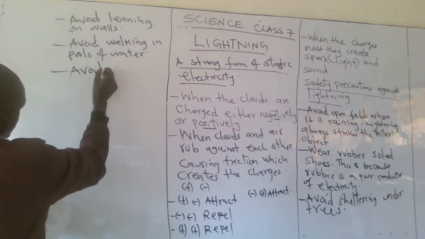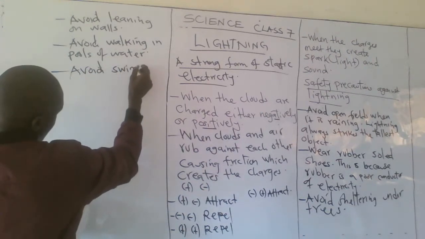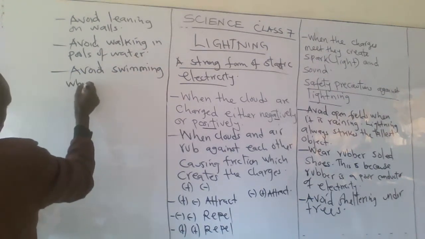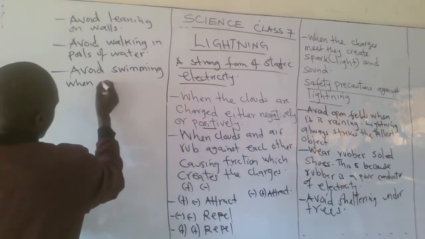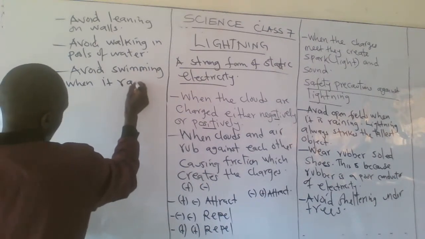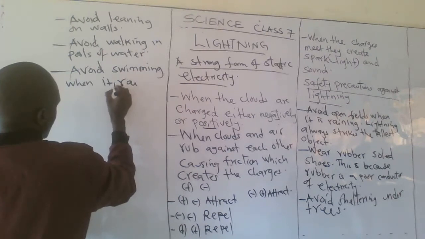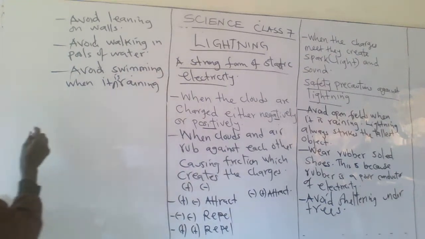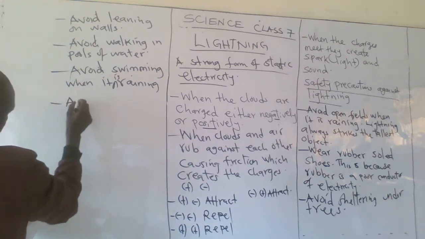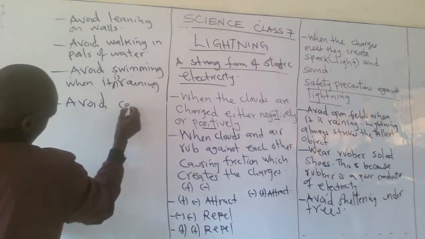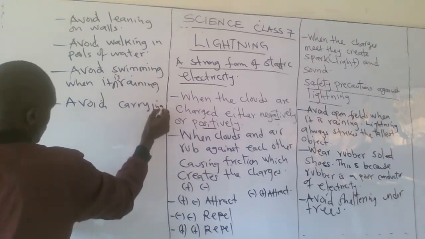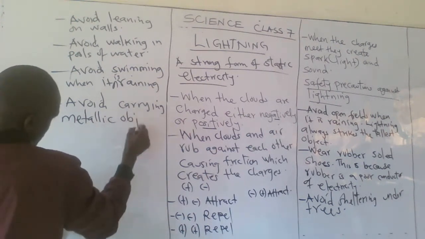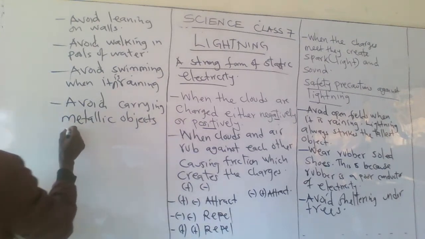Avoid swimming. I know most of you like this one, because when it is raining, water is warm. So some of you swim. Avoid that. And also avoid carrying metallic objects when it is raining.